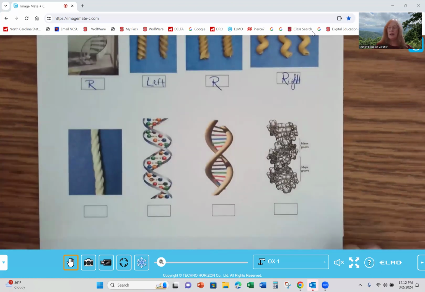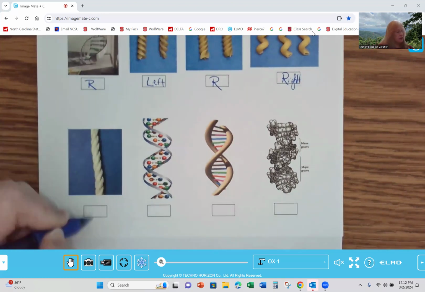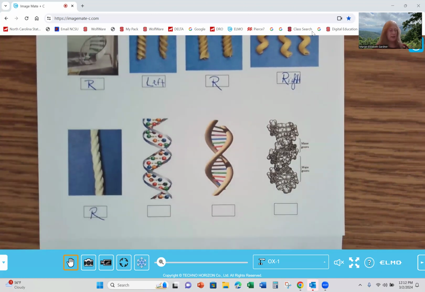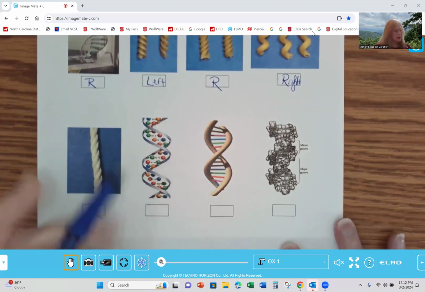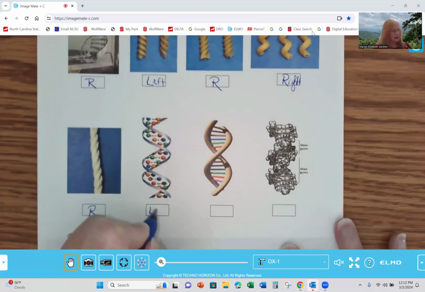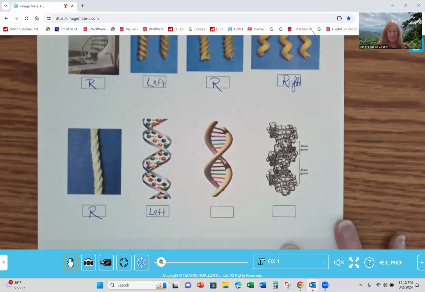I found a piece of string as well. In fact, I actually still have it. If I look at this string, it is coiling in a right-handed orientation. Now I have a molecule of DNA here, and this is actually coiling in a left-handed orientation.